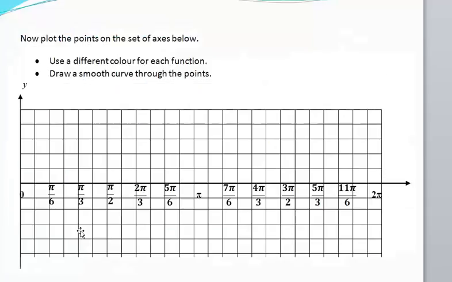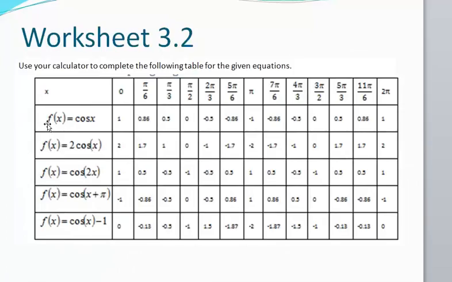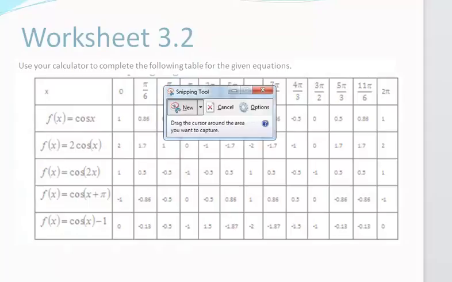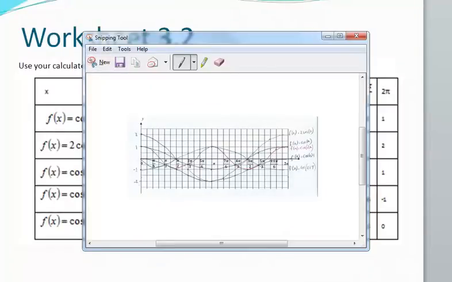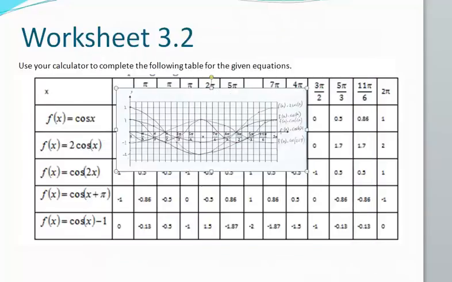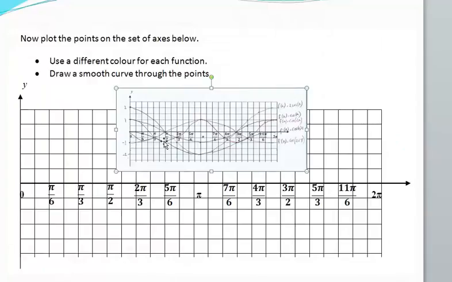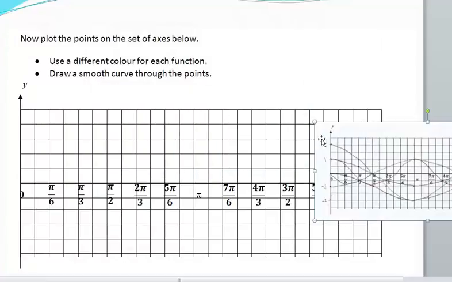For our next one, we're plotting the points on the sets of axes below. So these are our points from each of our different lines here. So f(x) equals cos of x, f(x) equals 2 cos of x, f(x) equals cos of 2x, and so on. So we can go through with this one here, and if you draw these ones up, you should end up with something like this one here. So here we make this a bit bigger so you can see it.